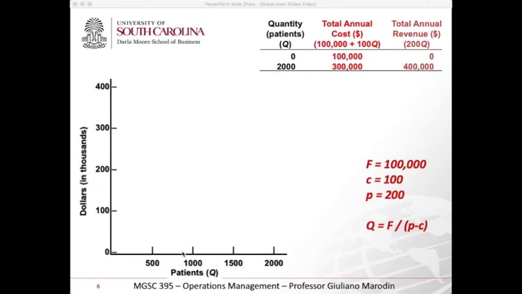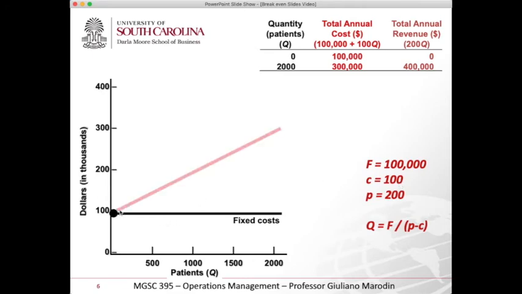So I know that the fixed cost is always going to be fixed, right? It doesn't matter how many patients, fixed cost is always 100,000. So what happens to the total cost if I have one patient, for example? It's going to be the $100,000 plus 1 times 100, so $100,100, right? So the total cost will increase in a linear way. Every one patient that I add here, I'm increasing $100 here because I'm multiplying that by 100, right?